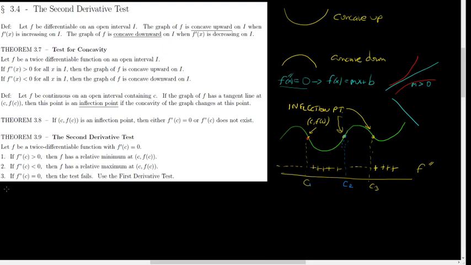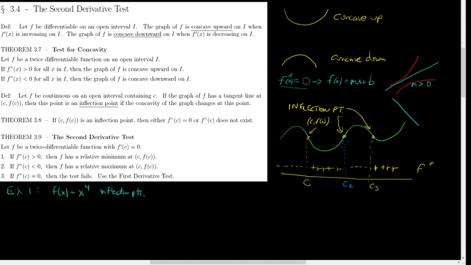So here's an example. I'll call this example 1. And very simple function, f of x equals x to the 4th. Okay, so find the inflection points. We want the inflection points. Right. So according to this, if you have an inflection point, then the second derivative is 0 or fails to exist. But that doesn't mean the opposite. In other words, if the second derivative is 0 or does not exist, that doesn't mean it's an inflection point.